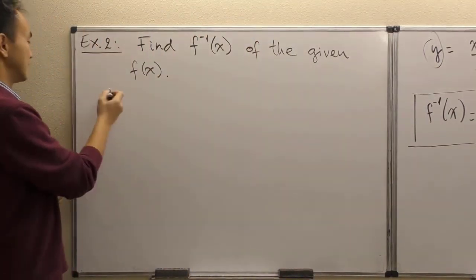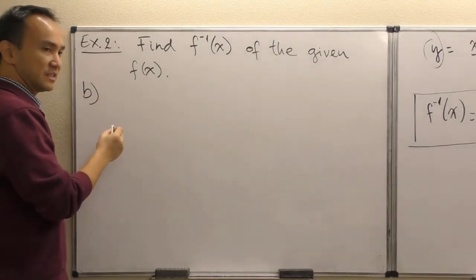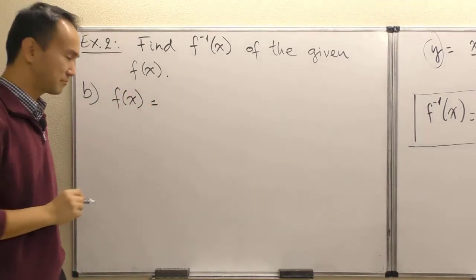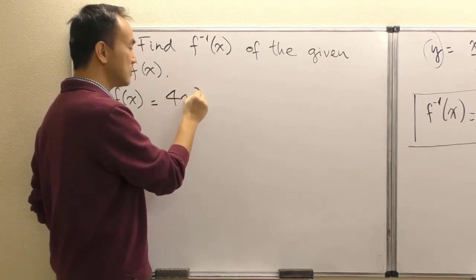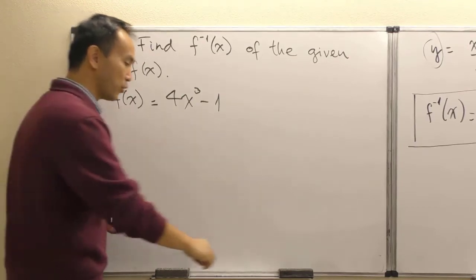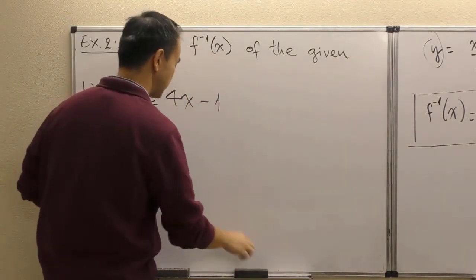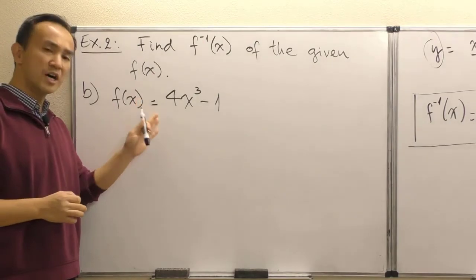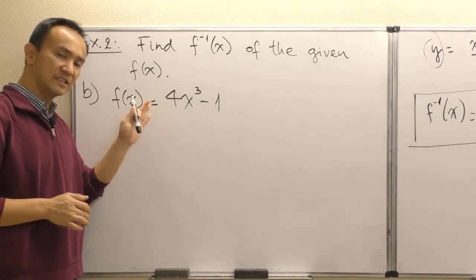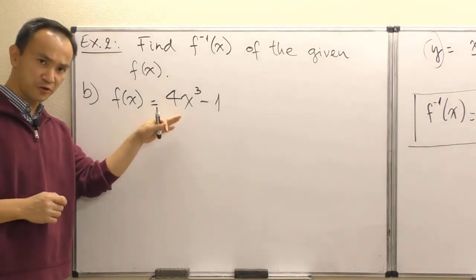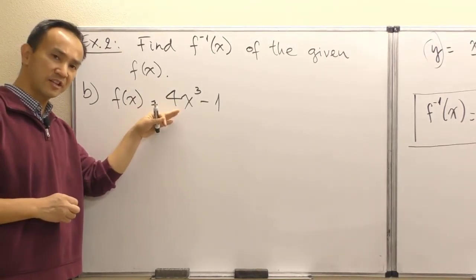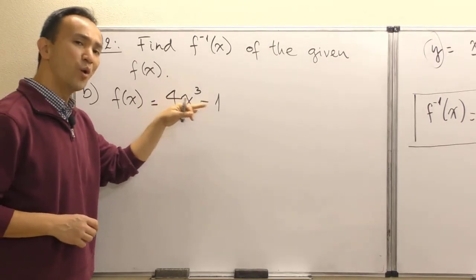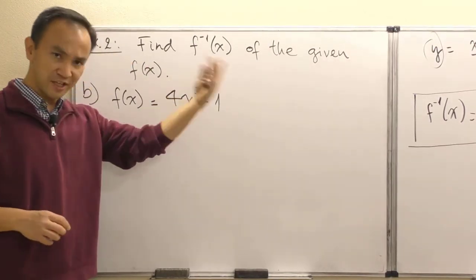All right, so part B, let's look at the next problem of ours. How about f of x equals 4x cubed minus 1. And again, this function was already verified to have an inverse. Meaning we assume that somebody already verified for us and guaranteed that it's a one-to-one function, meaning it will have an inverse. And so in that way we just move on to the next step.